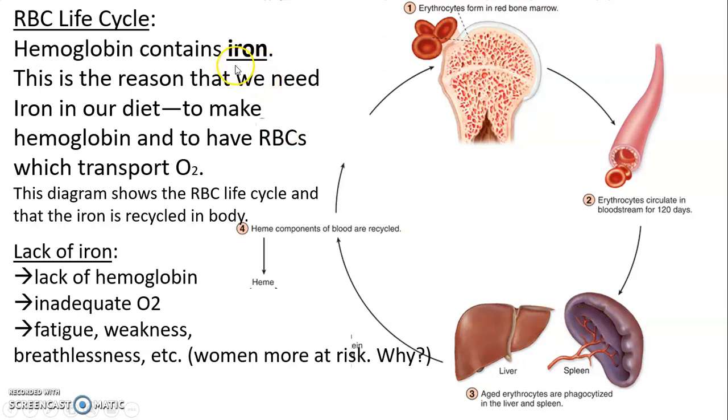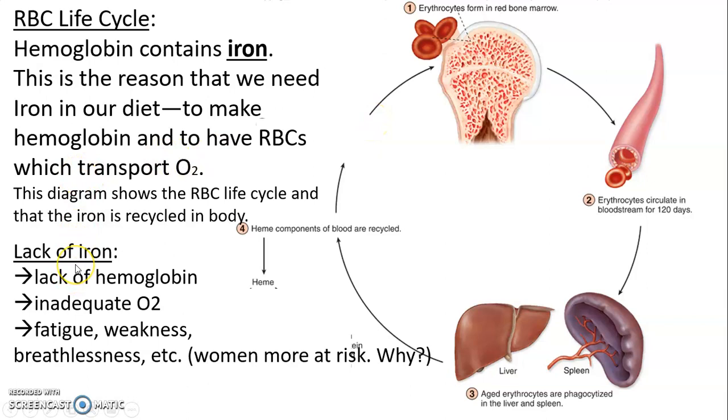Okay, notice that hemoglobin contains iron. And this is the reason that iron is so important in our diet. We need iron to be able to have hemoglobin to be able to transport oxygen. Because iron is so important and it's not present in large quantities in food, your body in this life cycle, when it destroys the red blood cells, it recycles the iron. The iron gets back to the bone marrow so it can use it again. But we still lose blood and we still need iron in our diet.